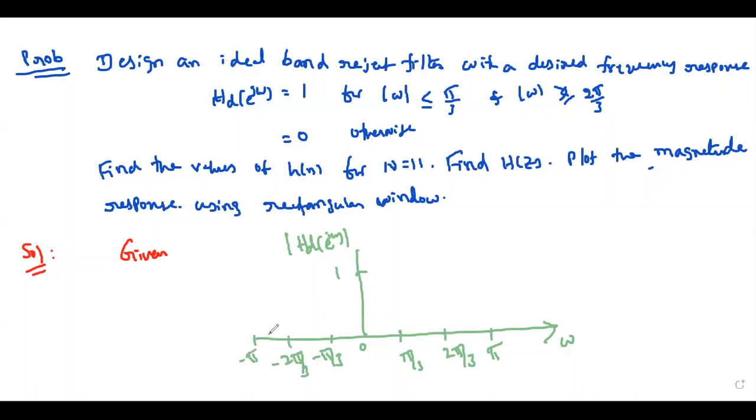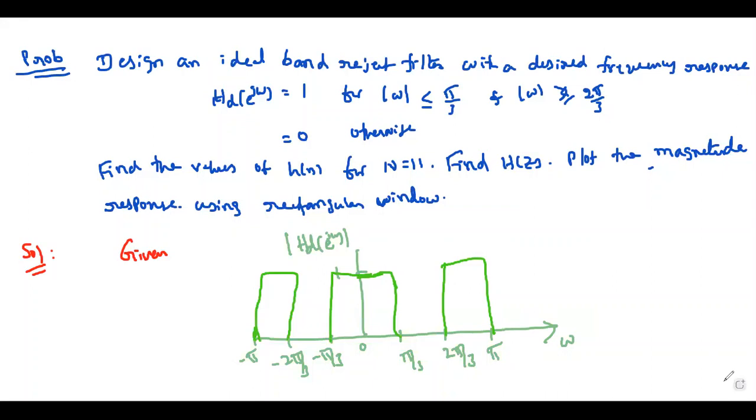Now, from minus pi to pi range, omega less than or equal to pi by 3 means from minus pi by 3 to pi by 3, it is equal to 1. When omega is greater than 2 pi by 3, it is equal to 1. Similarly here also, from minus pi to minus 2 pi by 3, it is equal to 1. So in the middle, from pi by 3 to 2 pi by 3, it is rejecting. This is a band reject filter. Now we need to design this band reject filter.